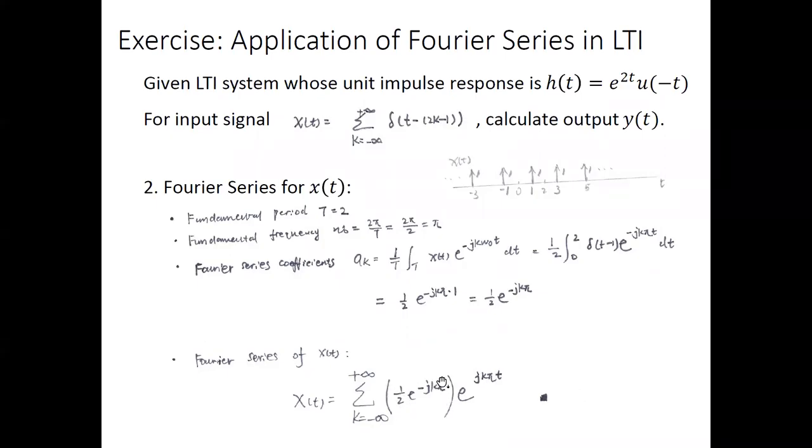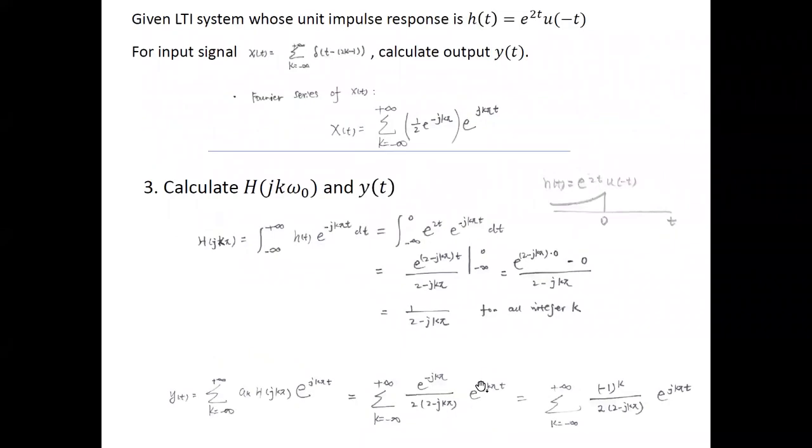The a_k, we already replaced it with what we calculated, times exponential jk pi t, where pi is omega 0. Yes, of course, we can simplify it to minus 1 to the power k, right? Because exponential minus j pi is minus 1. Yeah, we can simplify it at any stage when we're solving this problem.